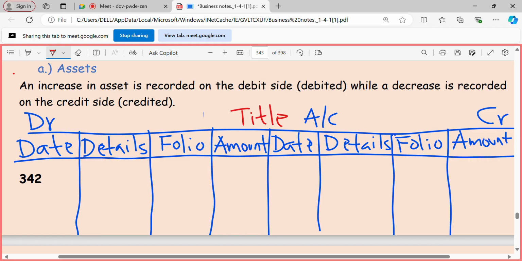So this is the format for ledger, candidate. This one is the format for the ledgers.